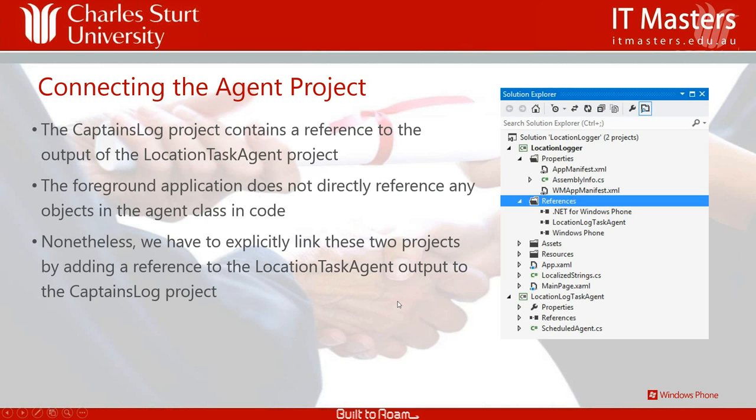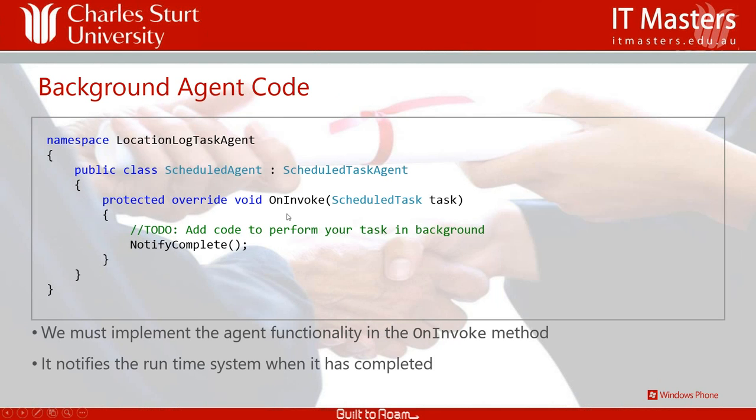In actual fact, Visual Studio is quite clever. When you make that reference, it'll add a line into the app manifest file to make sure that the two are correctly bound for initiating the background agent. In the background agent itself, essentially there's one method that you need to provide code for, and that's the onInvoke method. This is the method that gets invoked for a periodic agent every half an hour, and for a resource-intensive agent when the conditions are appropriate.